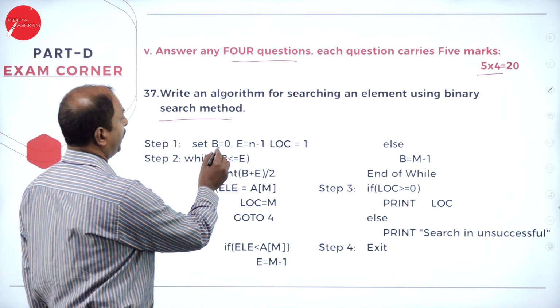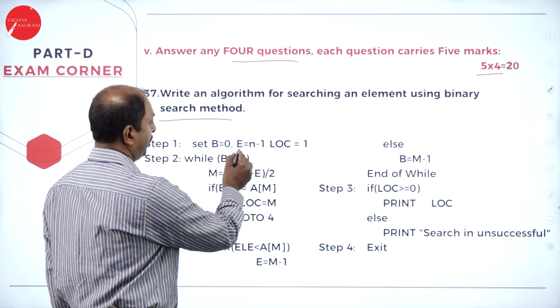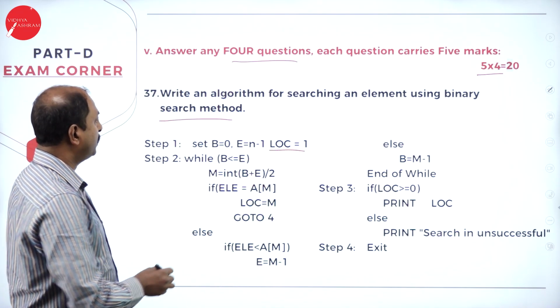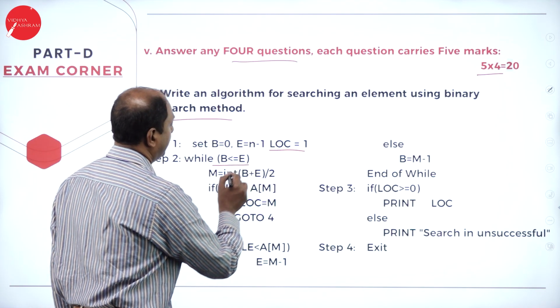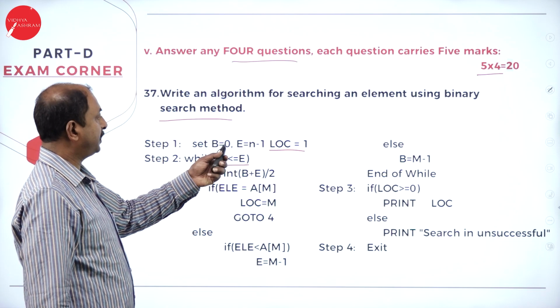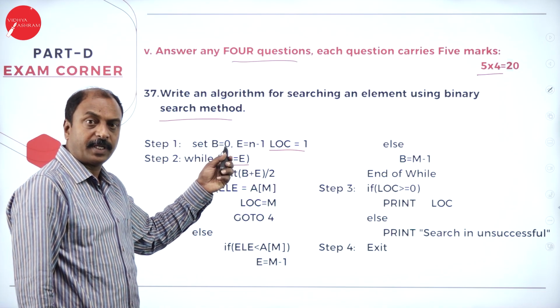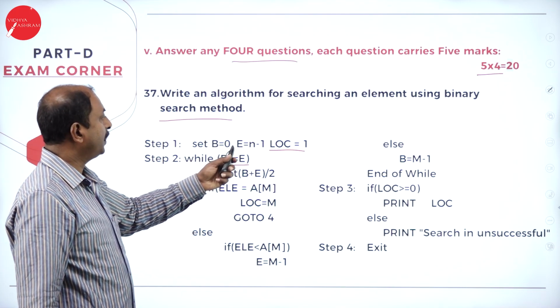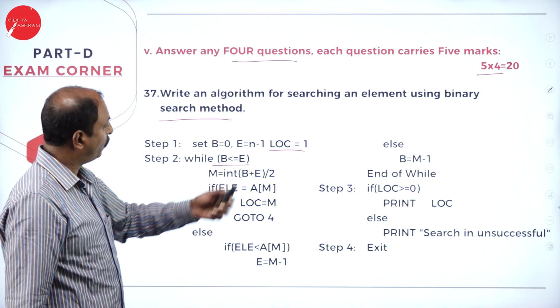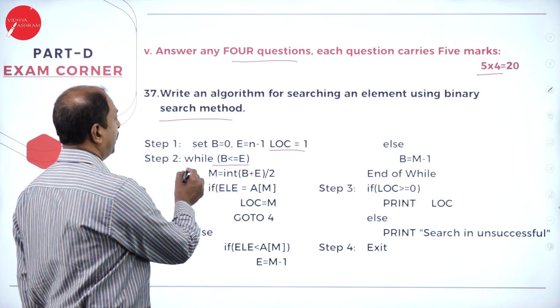First step is b equal to 0, e equal to n minus 1, and location equals -1. Second step is while b is less than or equal to e. Here b is the starting index of an array, that is b equals 0. e stands for the last index of an array, that is n minus 1. So here we are using a while loop.